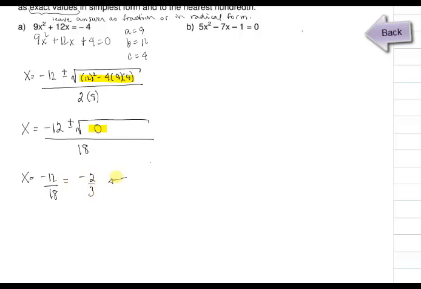So here is our exact value. Okay, if we work this out to the nearest hundredth, we get our calculator out. We're going negative 2 divided by 3, and we round off to negative 0.67. So this is nearest hundredth.